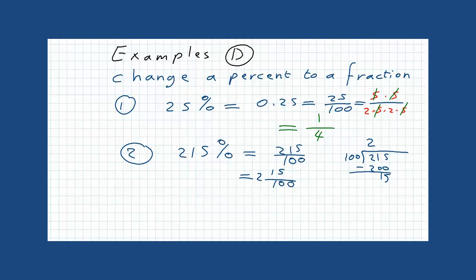And this is easy to simplify. So it will be 2 and 3 over 20 if we divide the numerator and the denominator by 5. And this is the simplest form, which represents 215%. By this, we reach the end of our lesson. Thank you.